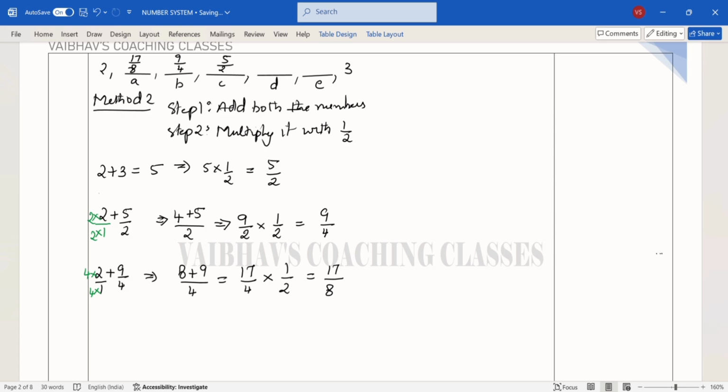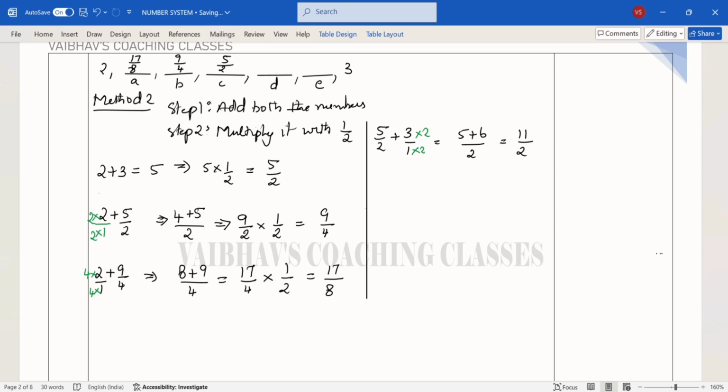Still 2 numbers are left. So the same thing, I'll have step 1, addition of both the numbers. So it is 5 by 2 plus 3. Since it's 3, we can write this as 3 upon 1. And the LCM of 1 and 2 is 2. So I'll just multiply this one with 2 and 2. So what do we get? We get it as 5 plus 6 upon 2. So what is 5 plus 6 upon 2? That is 11 upon 2. And our first step is done.